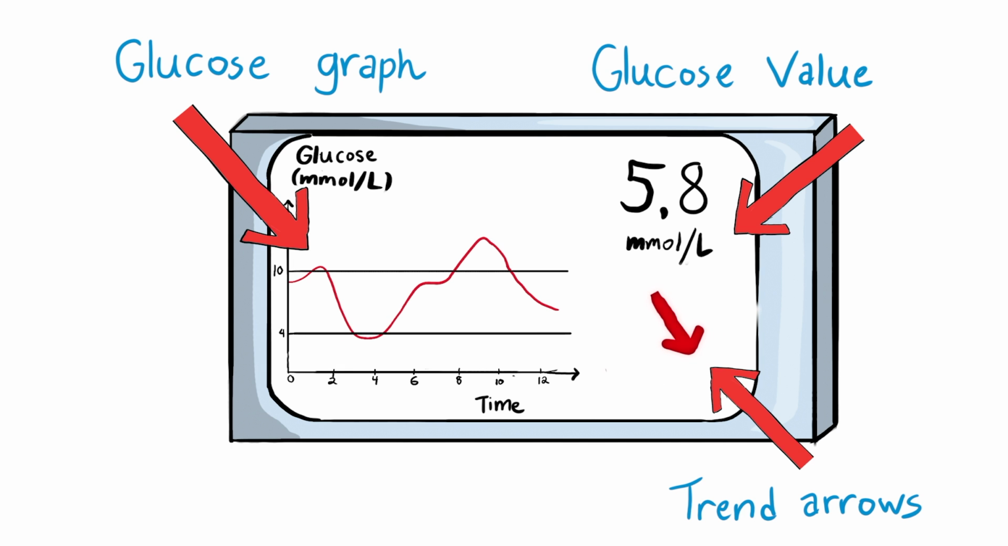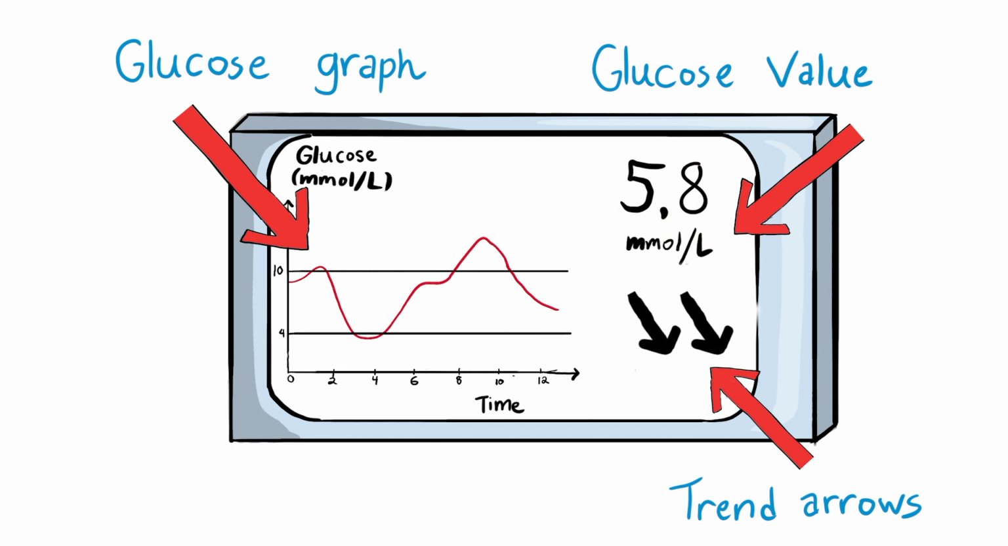Third, the arrows are complementary to the glucose value and indicate the trend. A down arrow indicates that the glucose is going down, while an up arrow indicates that the glucose is rising. In both cases, the more arrows, the faster the variation. And finally, the arrow will be horizontal or there will be no arrow if the glucose is stable. These trend arrows can be used to evaluate the change in glucose levels in the next minutes.